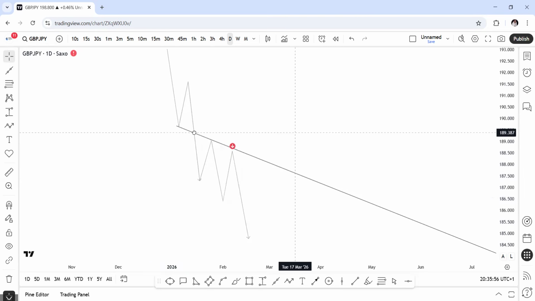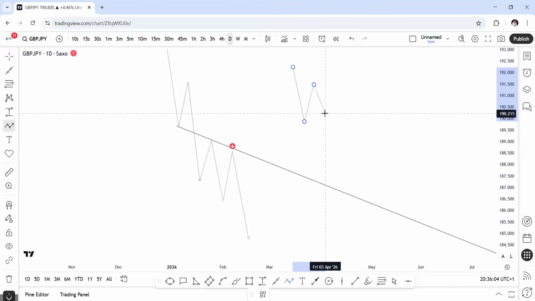Then it could also be, instead of one point here, two points of support. First support, second support, then price broke through it.